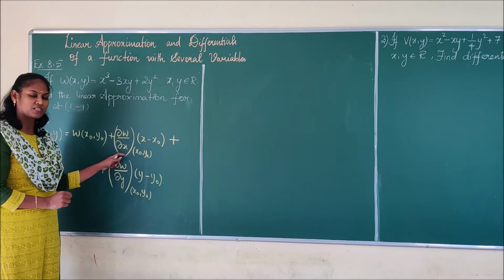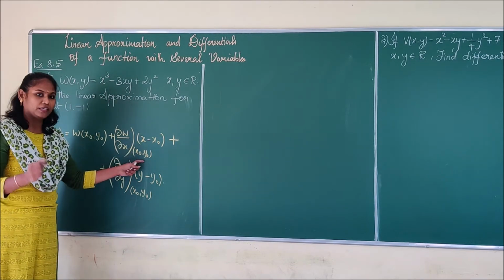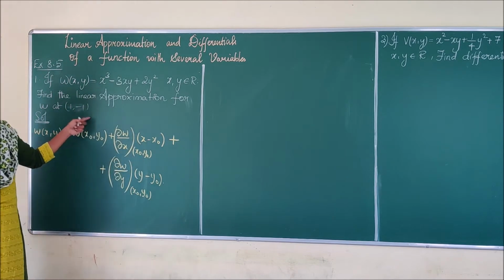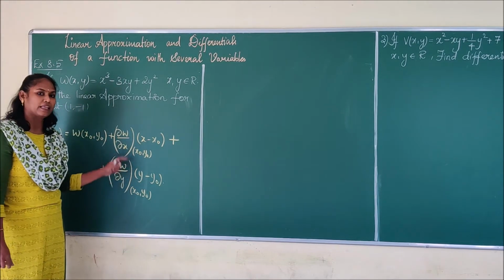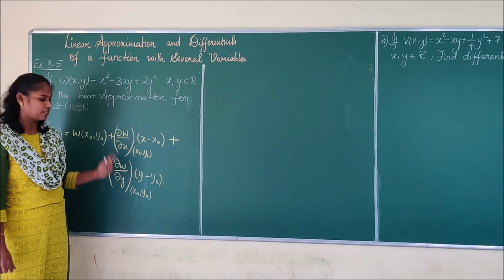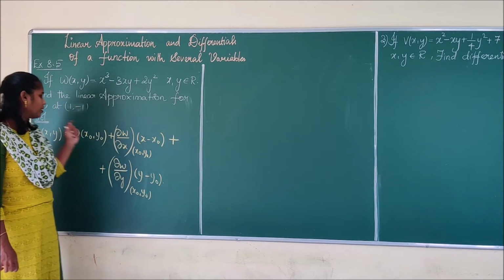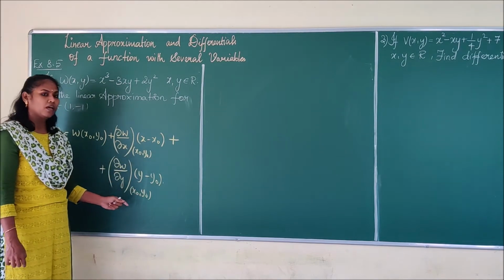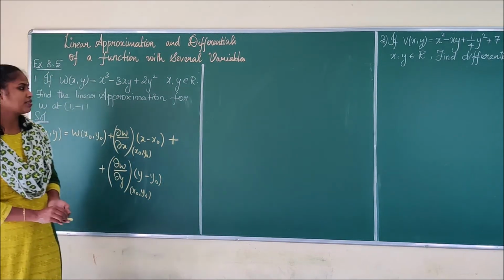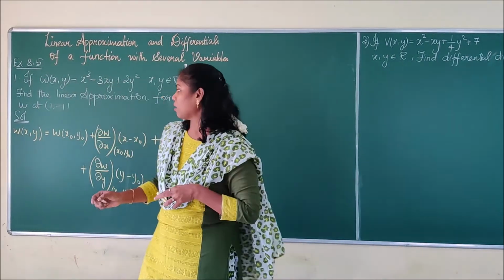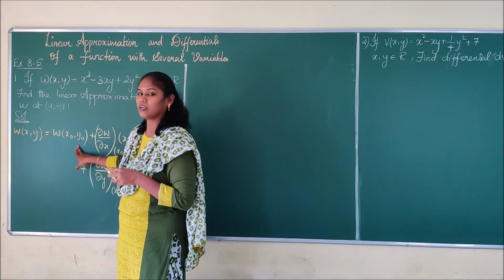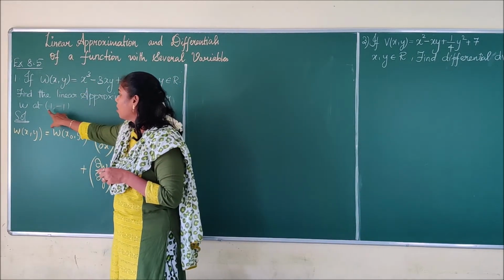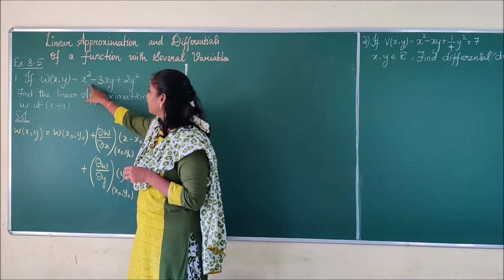So this is my formula, and here we are just going to find the partial derivative of W with respect to x at the point 1 comma minus 1, and then we are going to find the partial derivative of W with respect to y at a point 1 comma minus 1. Then we have to substitute this value. Okay. So first what we are going to do is we are just going to find the value of W of x naught comma y naught. That is, I am going to substitute this 1 comma minus 1 in the given function.